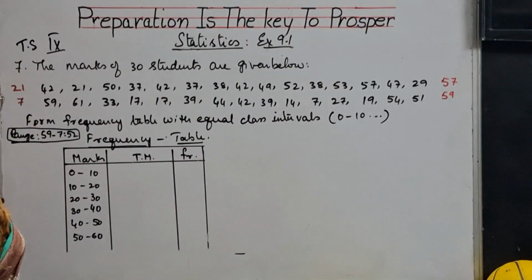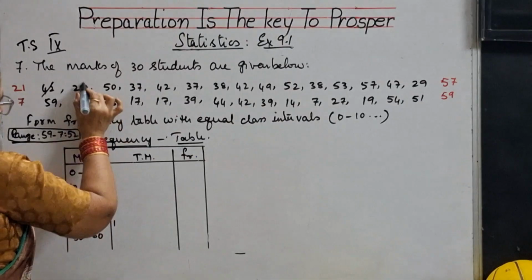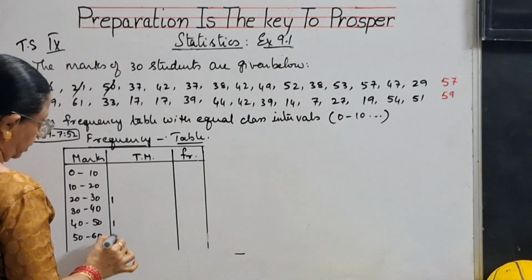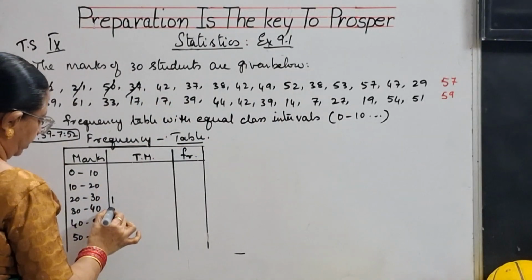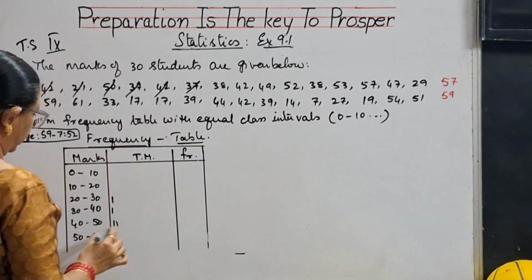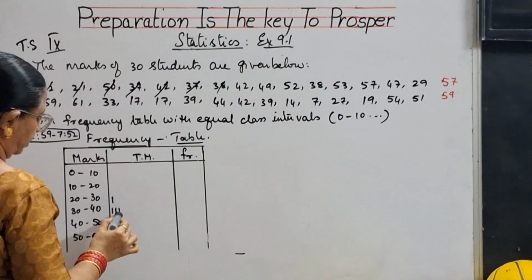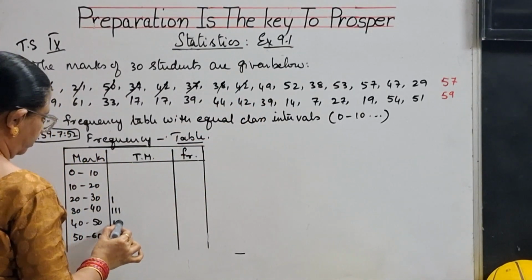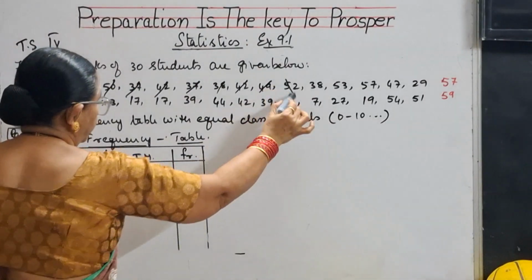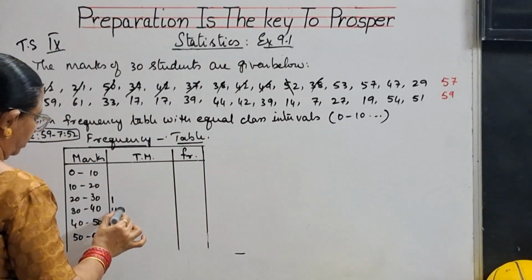Now let us write the tally marks. 42 comes in this. 21 here. 50 here. 37 here. 42 here. 37 here. 38 also here. 42 here. 49 also here. 52 will come here. 38 will come here.